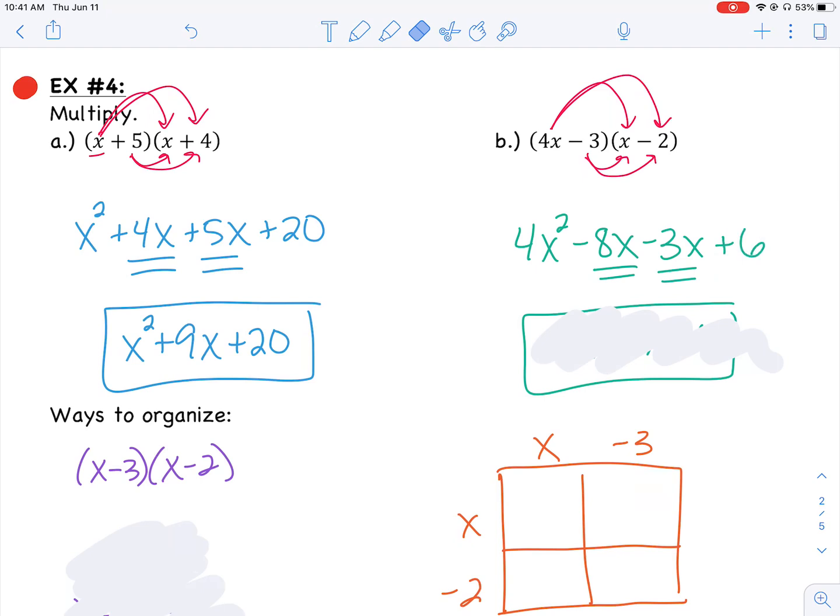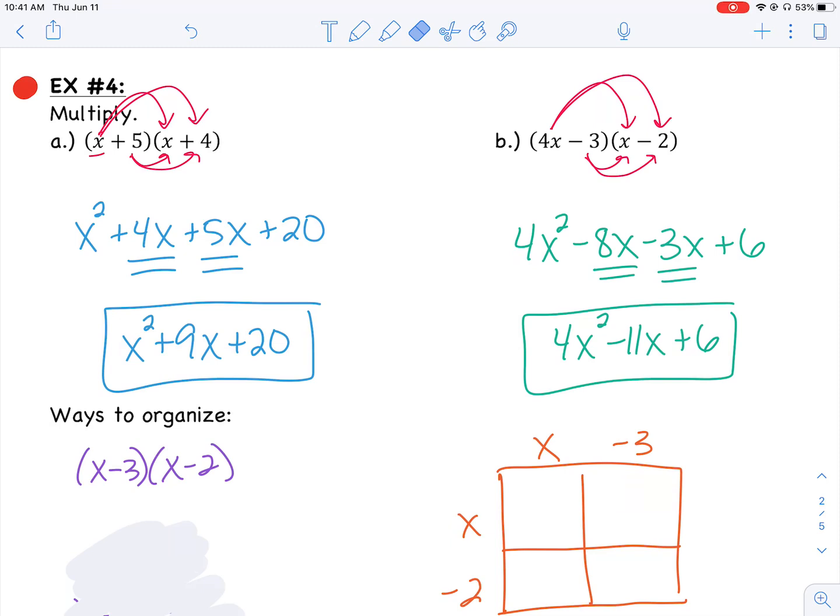Negative 3 times x is negative 3x, and negative 3 times negative 2, now be careful, two negatives make a positive 6. You also notice again that I have like terms in the middle, and so I can combine those and say a negative 8 minus 3 is really a negative 11x. Your final answer should be 4x squared minus 11x plus 6.